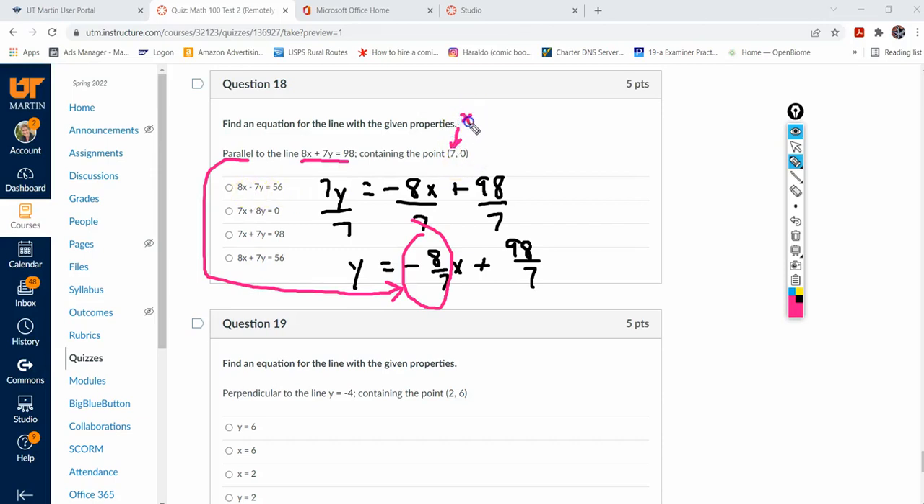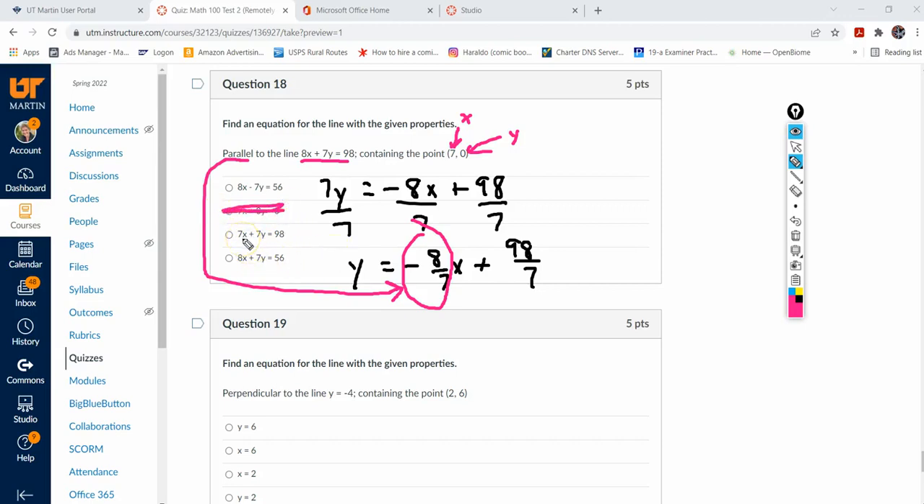If x is 7 and y is 0, and you plug it into here, you'll get 8 times 7 minus 0 is 56. (7, 0) is not on this line. x times 7 is 49 plus 8 times 0. So 49 does not equal 0. I can rule that one out.